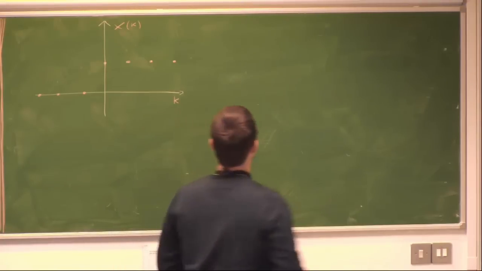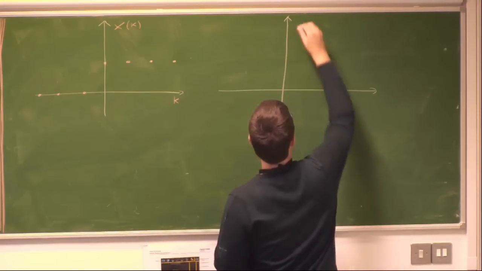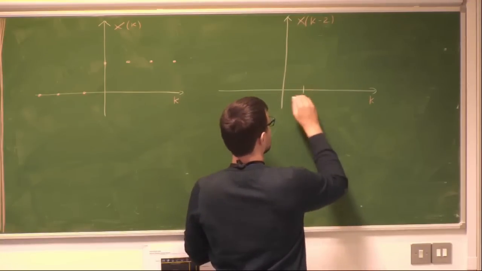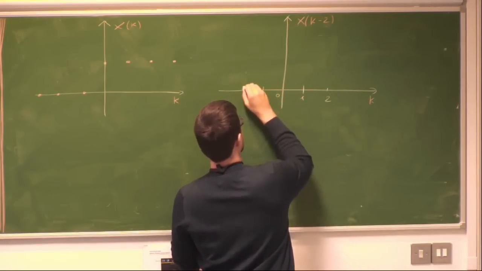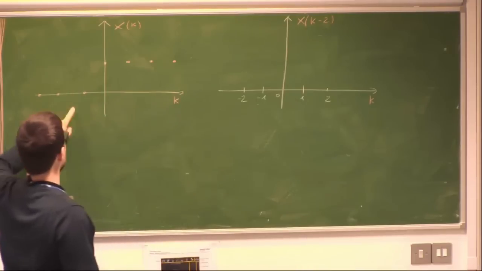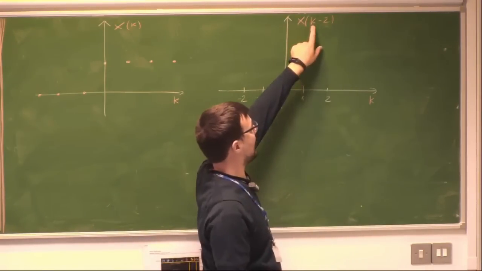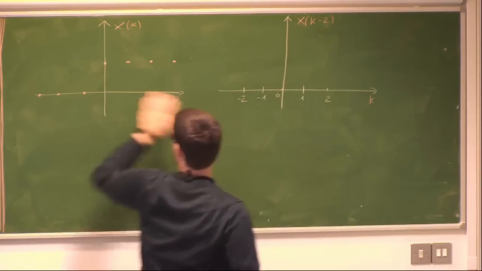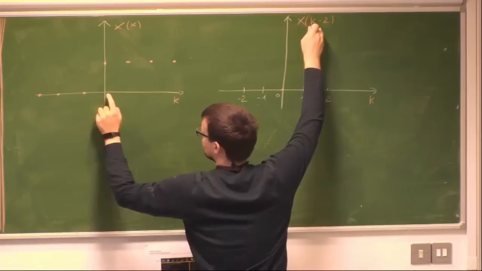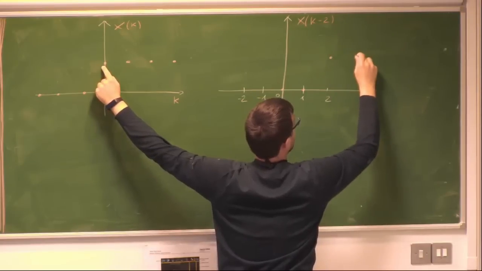Now we shift this function, and this will be the function x of k minus 2. How do we compute x of k minus 2? When k is 0, we have x of minus 2, and x of minus 2 is 0. So when k is 0, here we have 0. Then when k is 1, we have x of minus 1, which is 0. When k is equal to 2, we have x of 0, and x of 0 is 1. When k is 3, we have x of 1, which is 1, and so on.